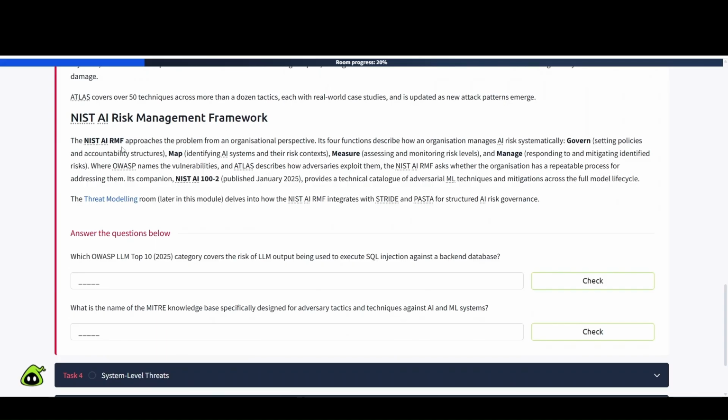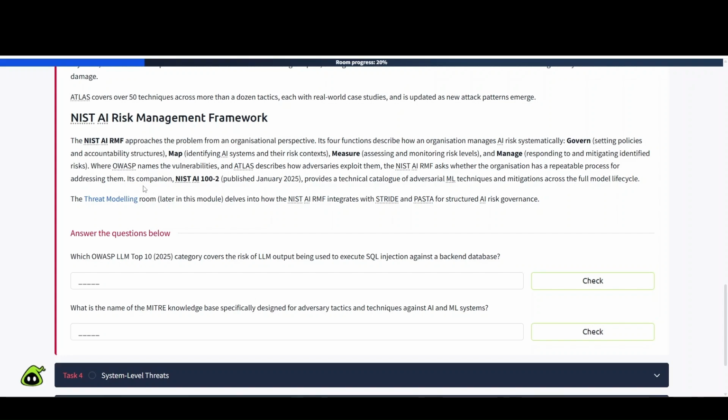NIST AI Risk Management Framework. The NIST AI RMF approaches the problem from an organizational perspective. Its 4 functions describe how an organization manages AI risk systematically: govern, setting policies and accountability structures; map, identifying AI systems in their risk contexts; measure, assessing and monitoring risk levels; and manage, responding to and mitigating identified risk. Where OWASP names the vulnerabilities and ATLAS describes how adversaries exploit them, the NIST AI RMF asks whether the organization has a repeatable process for addressing them.